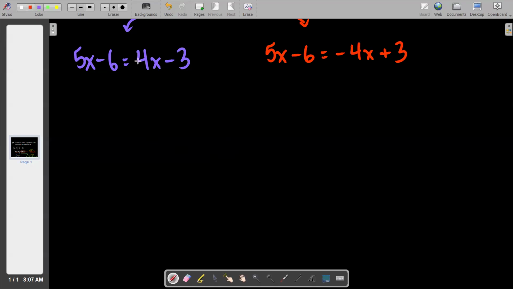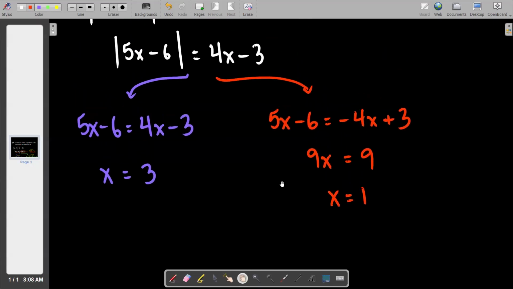So on the purple equation, I would move the 4x to the left by subtracting it, giving me 1x, and I would add the 6 to the other side, giving me +3. That was easy. On the red equation, I would add 4x across to the left, giving me 9x, and then I would add 6 to the right, giving me 3 plus 6, which is 9, and I would divide and get x equals 1. So we have our candidates, and we're going to plug them back in.